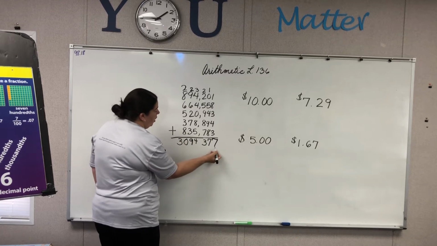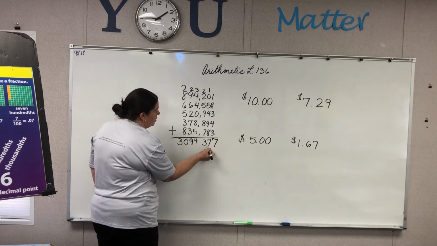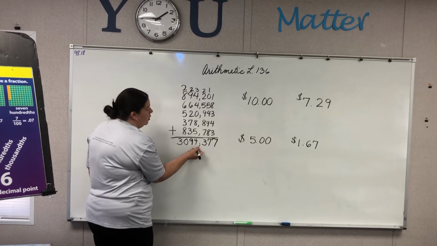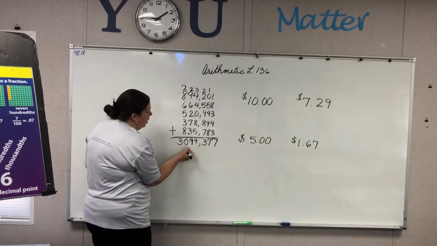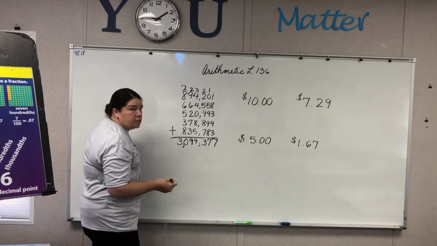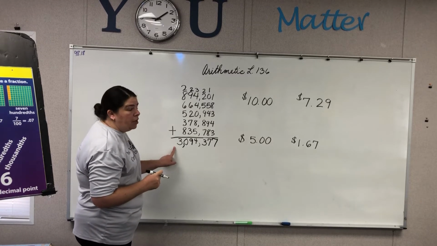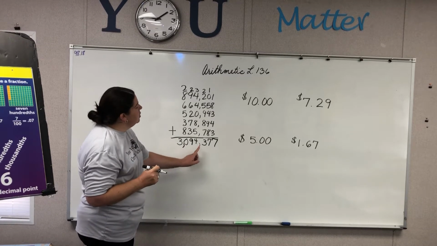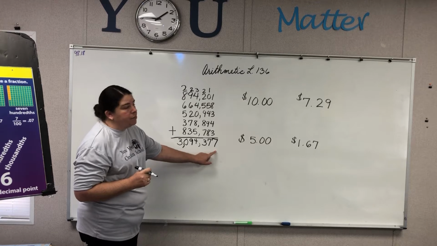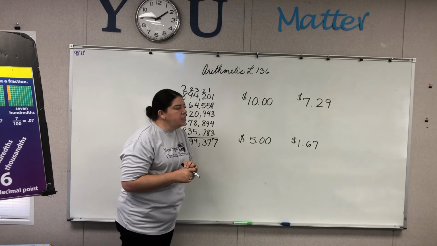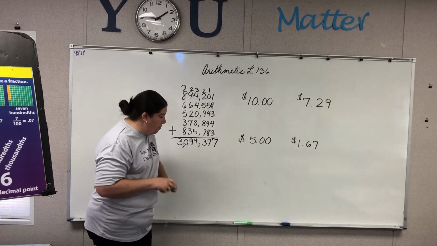And our comma, ones, tens, hundreds, comma. 1,000, 10,000, 100,000, comma. Let's read the number. 3,094,377.